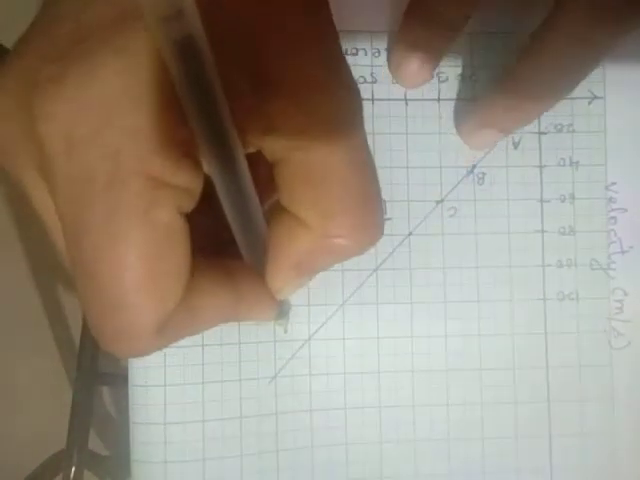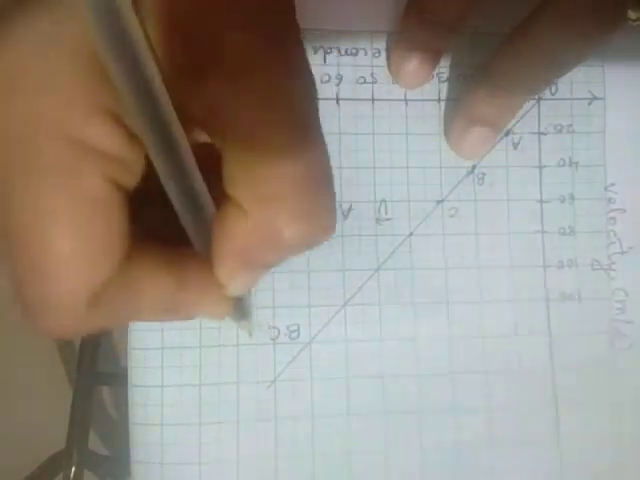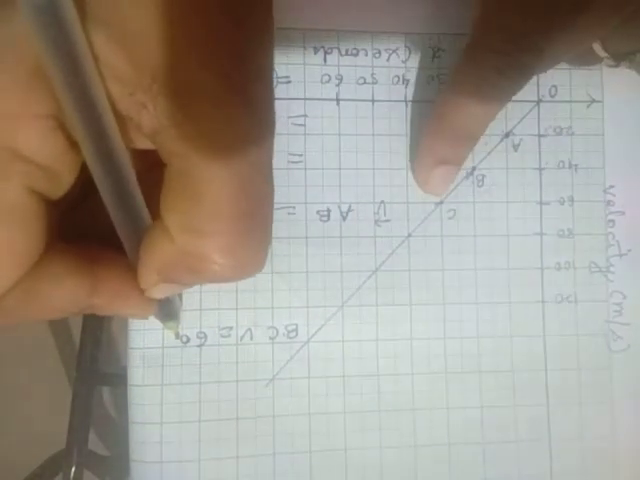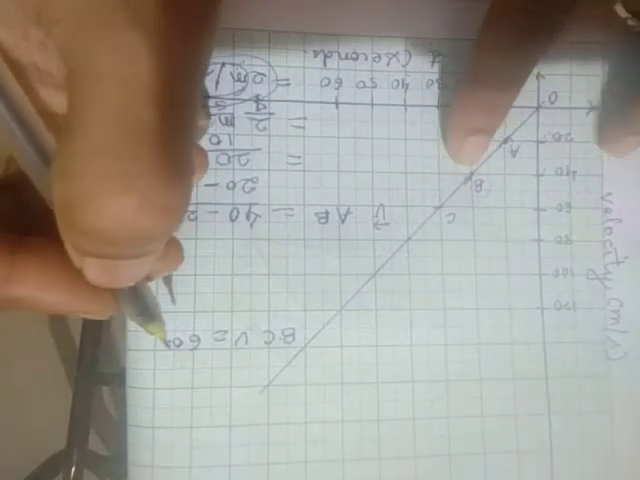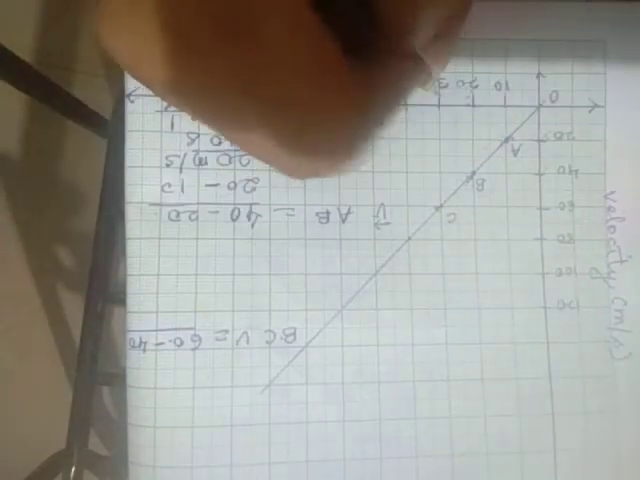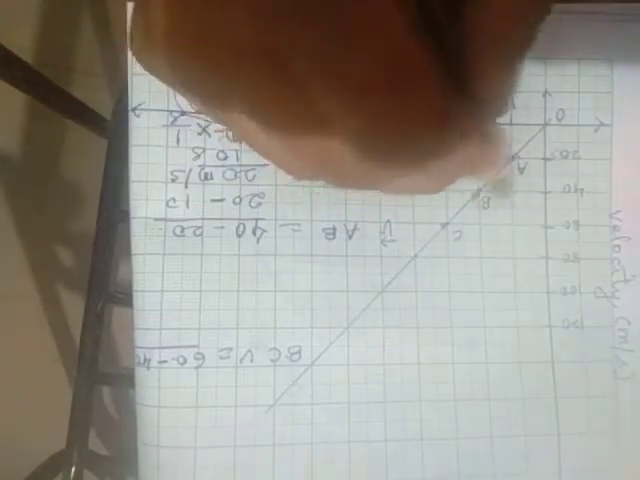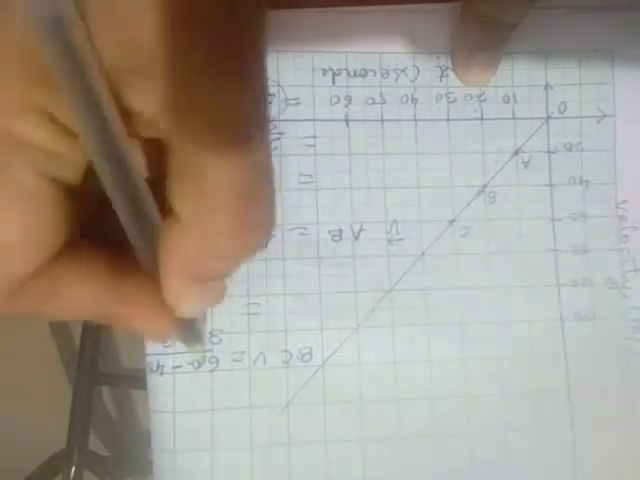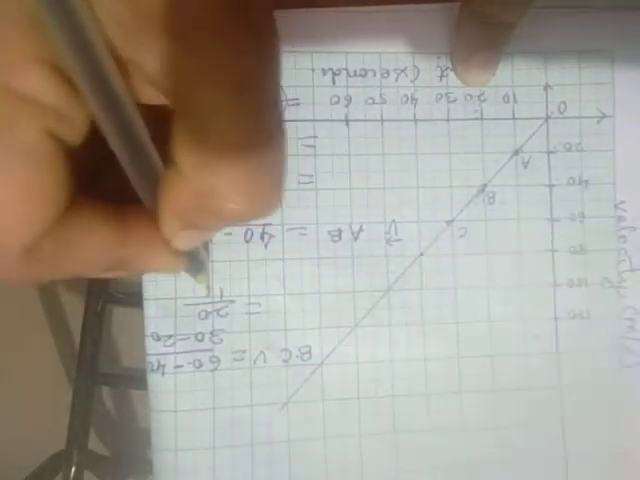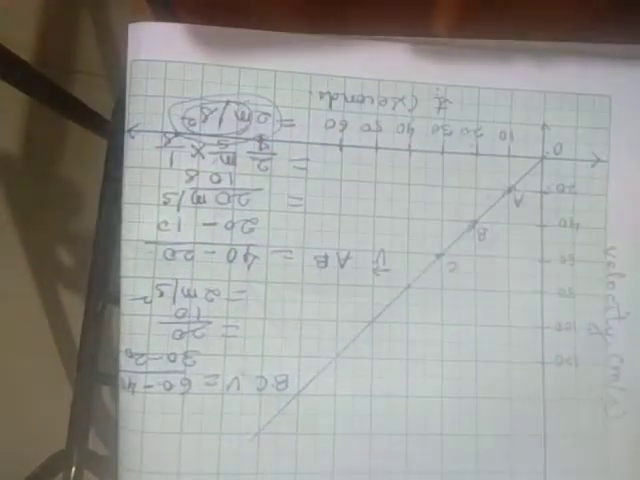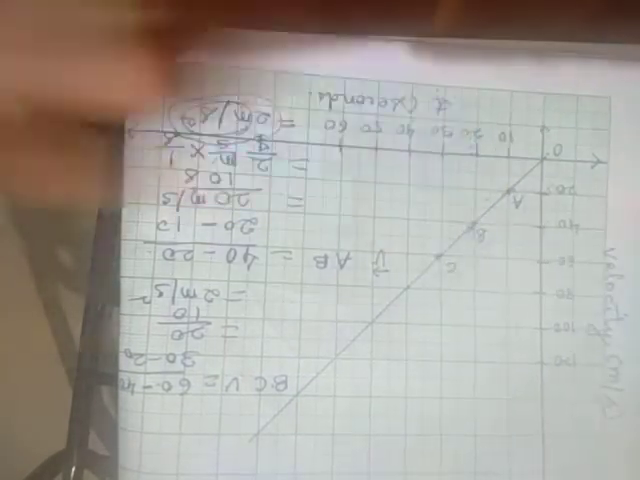So suppose it is moving from B to C. The change in velocity will be 60 minus 40, where C is the final position and B is the initial position, upon time: it reached 60 meters per second in 30 seconds, so 30 seconds minus the initial timing of 20. So what will be the answer? 60 minus 40 becomes 20 upon 10. So again it is 2 meters per second square. So if you see over here, uniform acceleration is taking place.